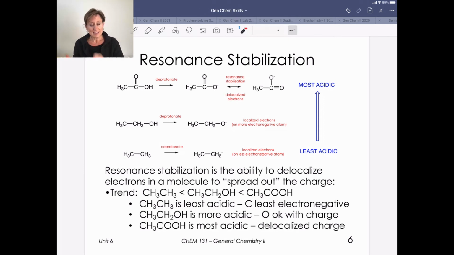Once we move to the next category and we have our carboxylic acid, this is the most acidic in this group here, because when we deprotonate it and we generate this conjugate base with a negative charge, we can resonance stabilize that negative charge onto the other oxygen atom. And because we can spread out that charge, that's stabilizing. We've created a more stable conjugate base, which means the acid that generated it was a stronger acid.